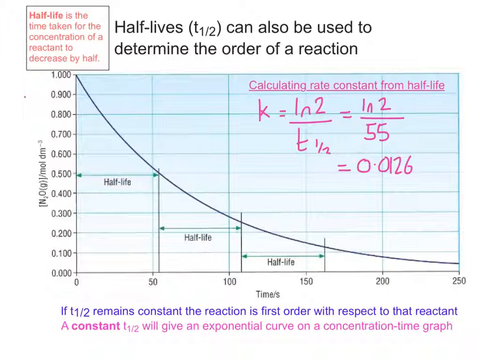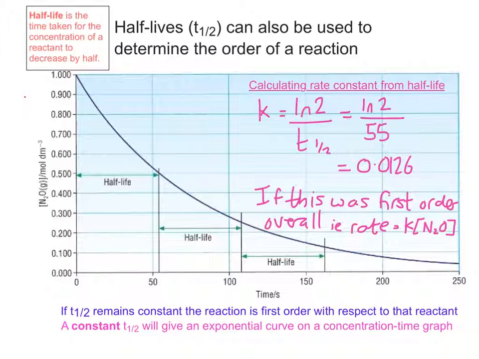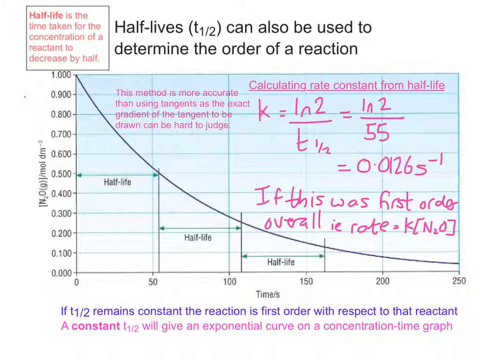Now we don't know what the order with respect to any other reactants are, so therefore we don't know what the overall order of the reaction is. Once we know the overall order of the reaction, then we can assign a unit to k, but at least we know what the value of k is at this particular point. But let's assume this was a first order reaction overall. In that case, we'd be able to assign a unit of seconds to the -1.